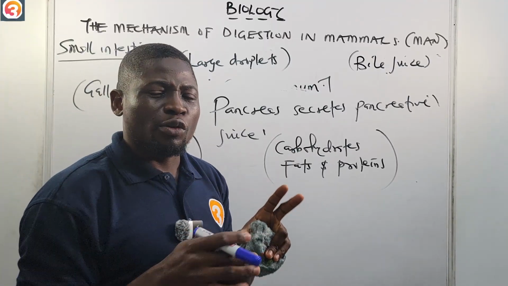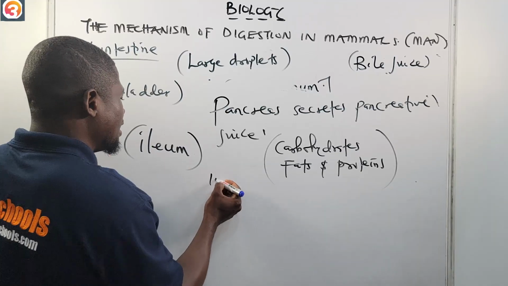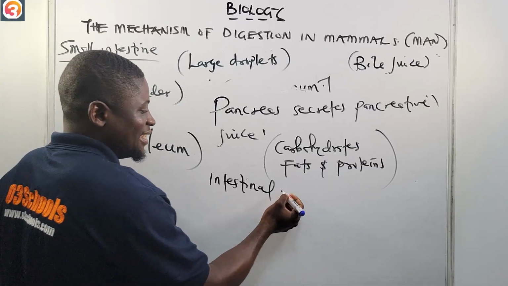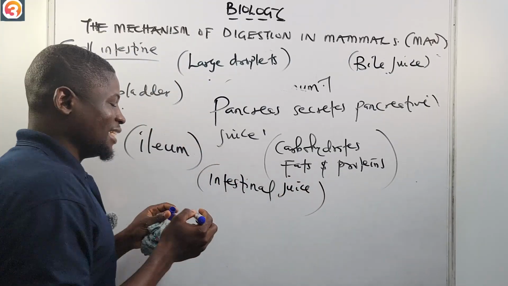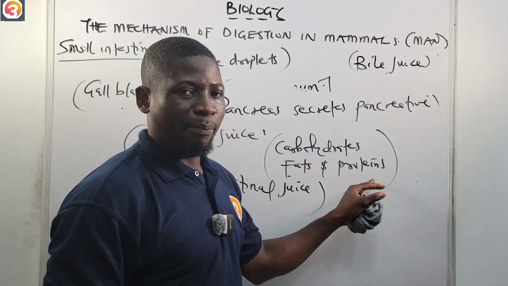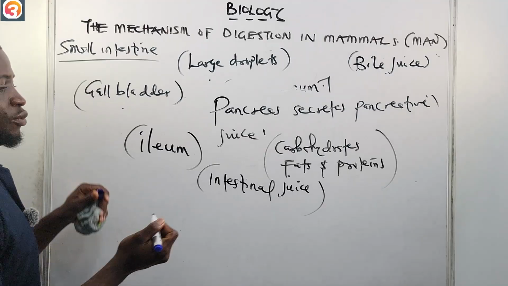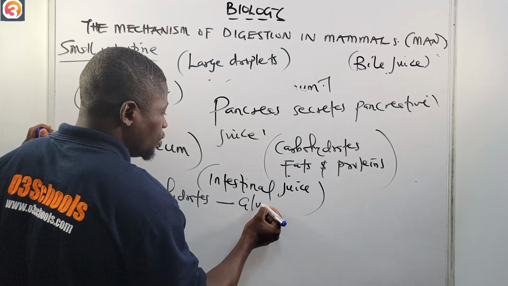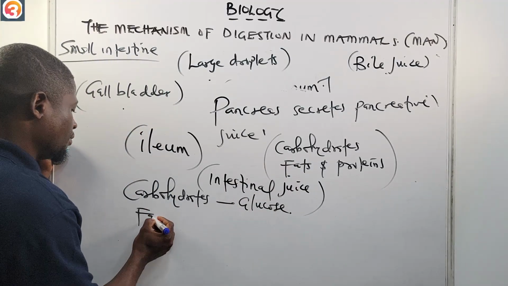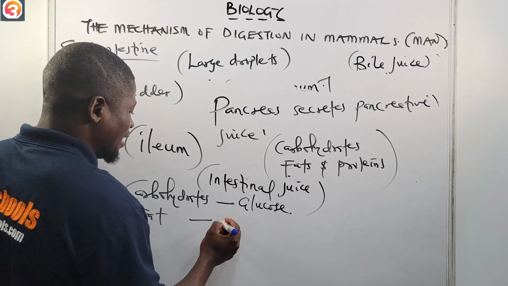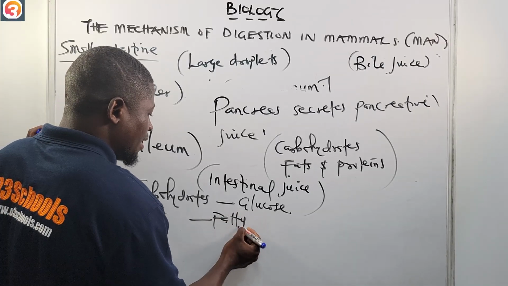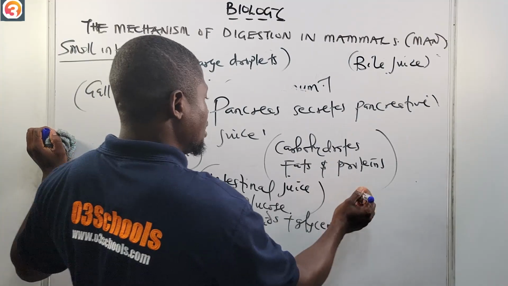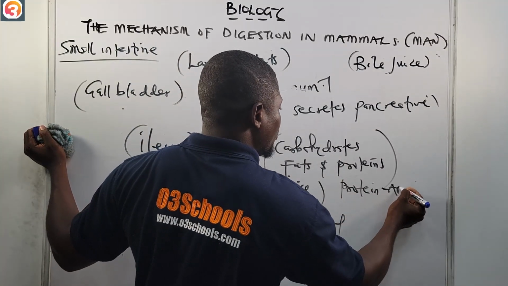The inner lining of the small intestine produces what we call intestinal juice, which helps in the complete breakdown of carbohydrates, fats and proteins. Carbohydrates will be broken down to glucose. Fats will be broken down to fatty acids and glycerol. And proteins will be broken down to amino acids.